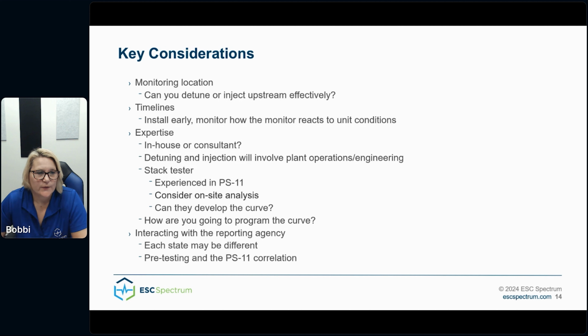So, interacting with the reporting agency. Each state can be different, and you may need to discuss pre-testing correlations. Recommendation here is if you have peers within the same reporting state, you may want to talk to them and find out what their experiences were, because it may be different.